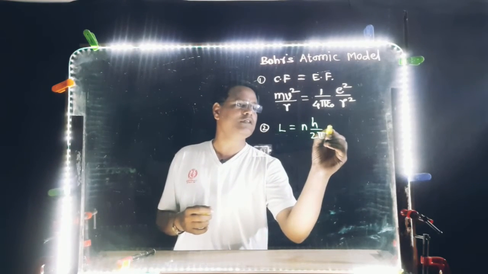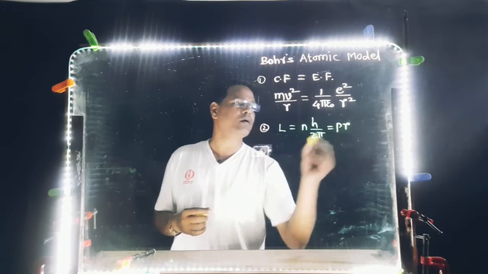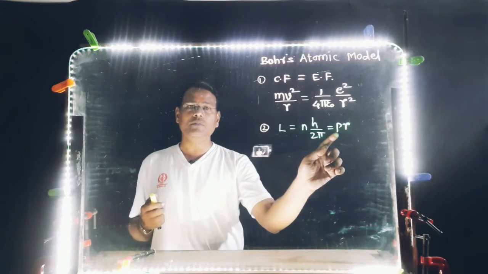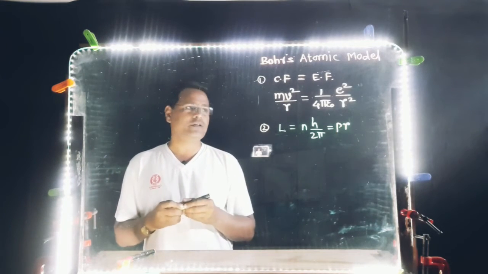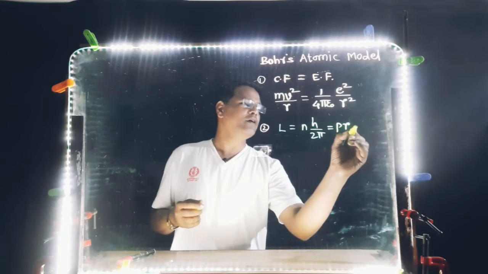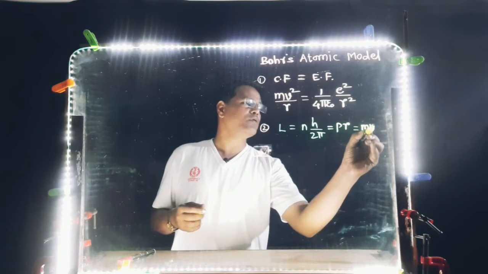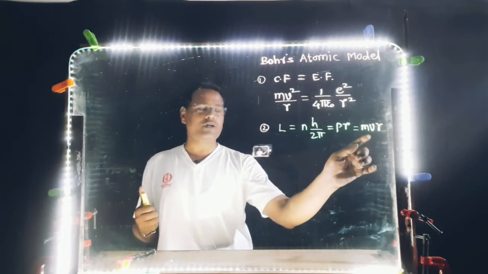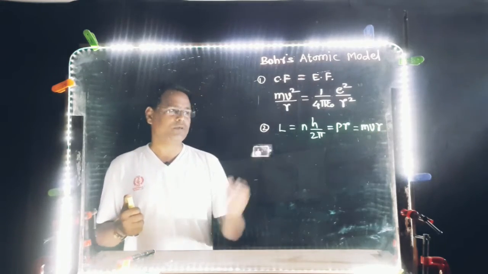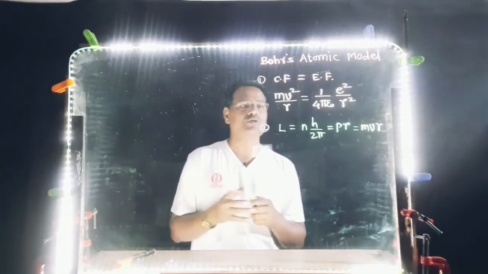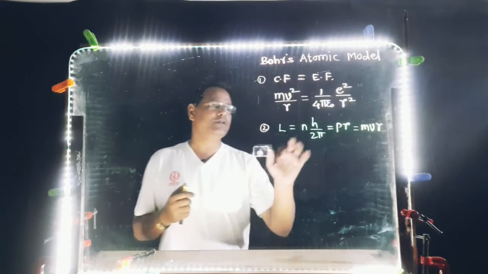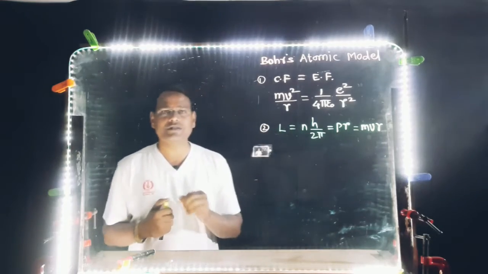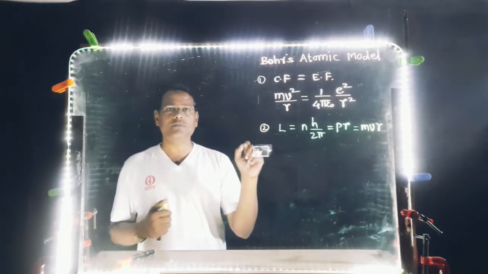So we can write this L as P into r. We know angular momentum is the moment of linear momentum. We know linear momentum from the last standard, that is the product of mass and velocity. So finally we can write it as m into v into r, where m is the mass of the electron, v is the velocity of the electron in that orbit, and r is the radius of that orbit. We can generalize this in terms of n also. So we can state here n into h by 2 pi, equal to m v r, where n is called the principal quantum number.